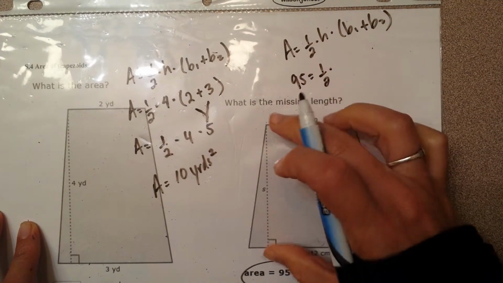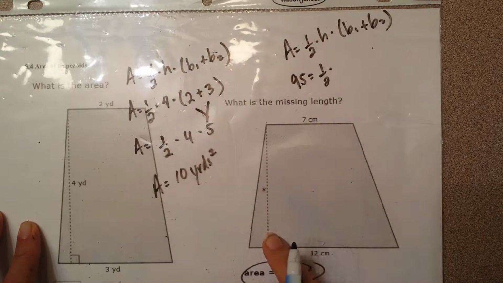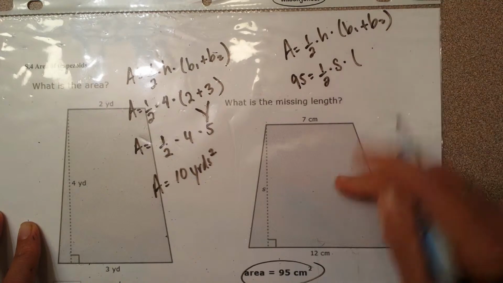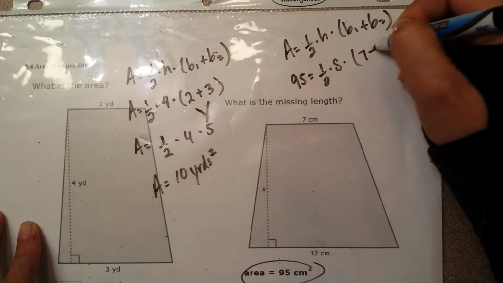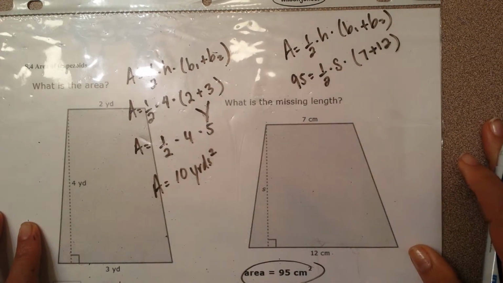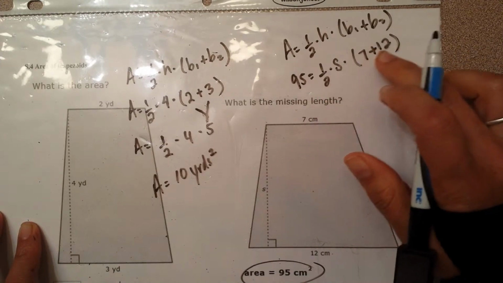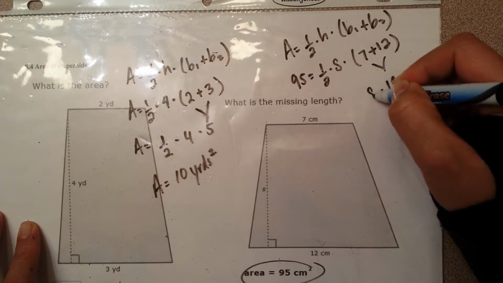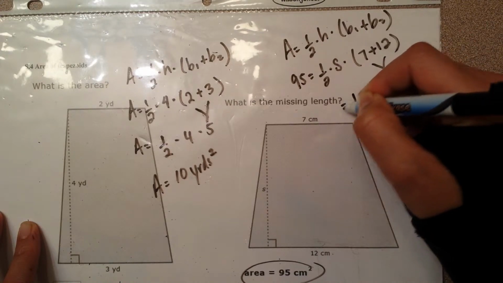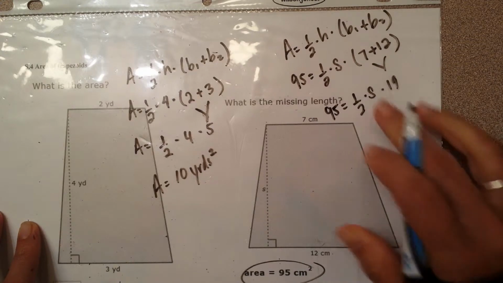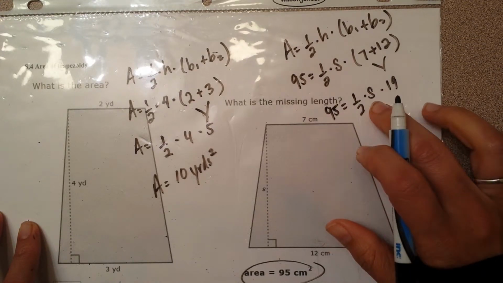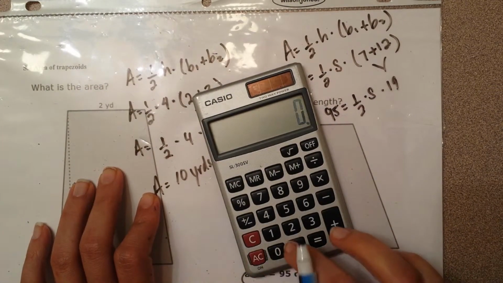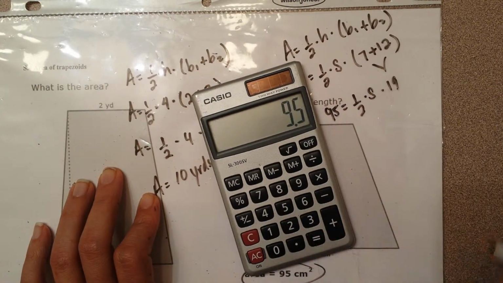Do I have the height? Again, the height is a vertical distance between the two bases. I have it as S, so I'm going to write S times base 1 plus base 2, so 7 plus 12. Again, do order of operations. 7 plus 12 is 19, times S times 1/2 equals 95. Can go ahead and combine 1/2 times S times 19. I can just do 0.5 times 19 to simplify this. So 0.5 times 19 equals 9.5.